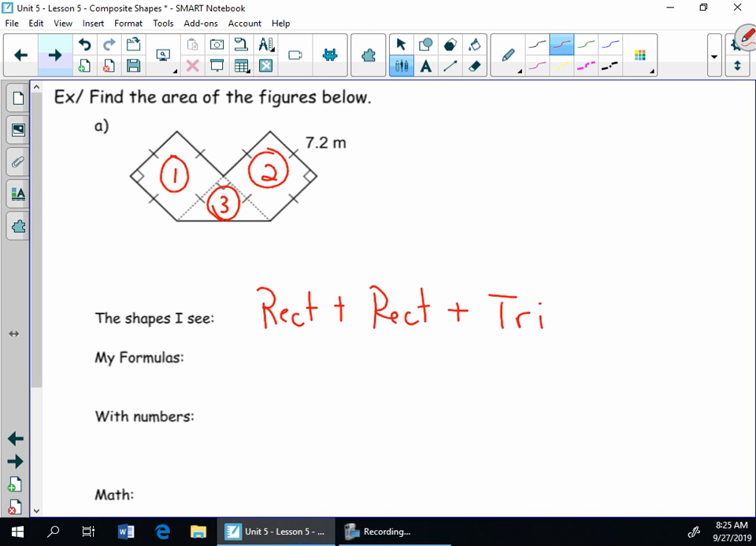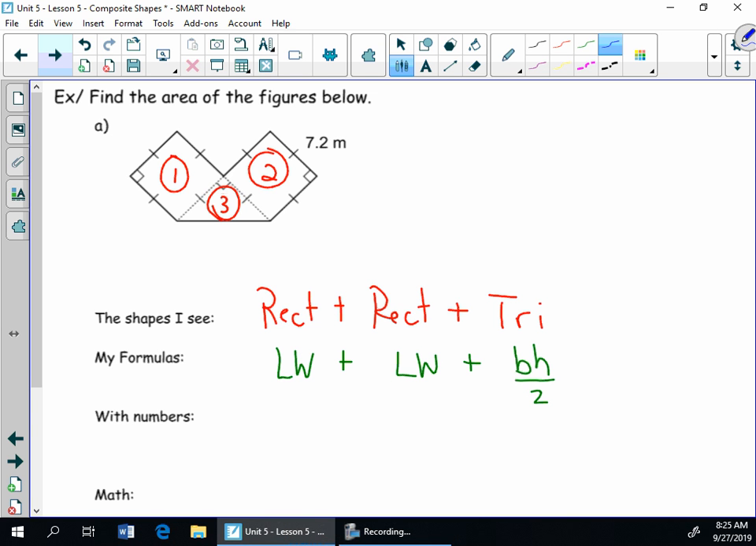Step number 1, just write down what I see. Step number 2, what are the formulas we're going to need? Well, our rectangle is length times width, plus, I've got another rectangle, that's length times width, plus another triangle, well, that's base times height divided by 2. Right off our formula page. Just writing in what I'm going to need to use. Takes a second, but then it makes it a little bit easier to work with.